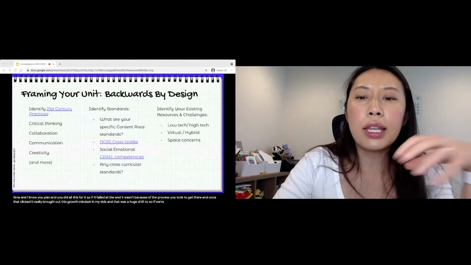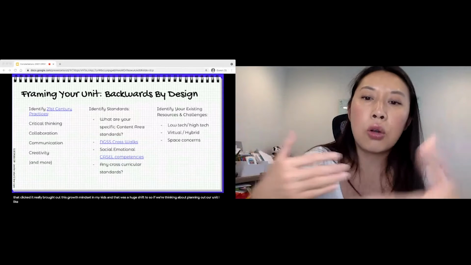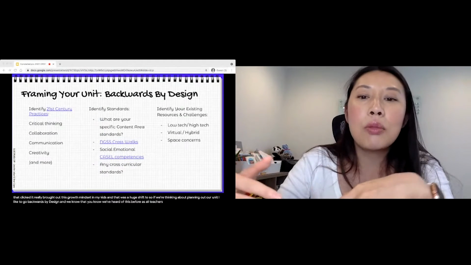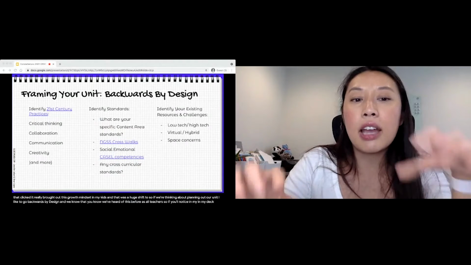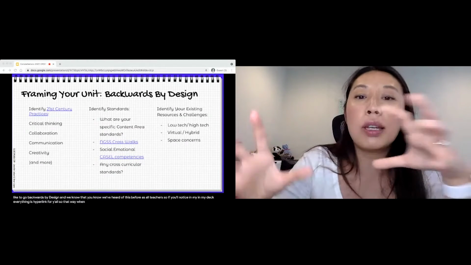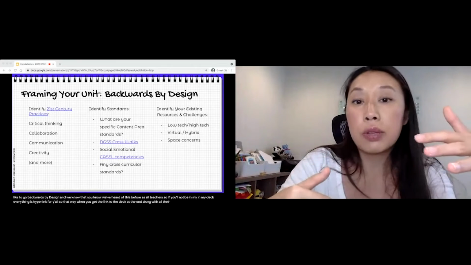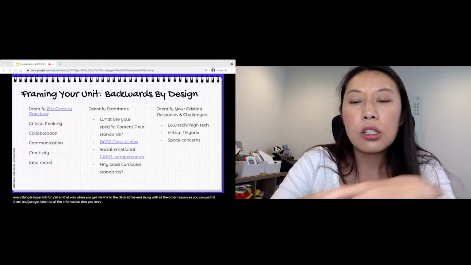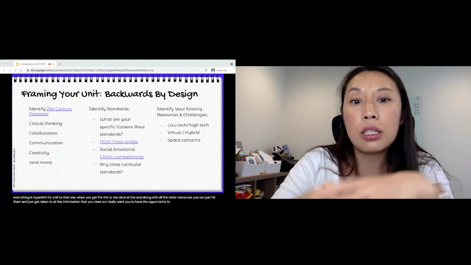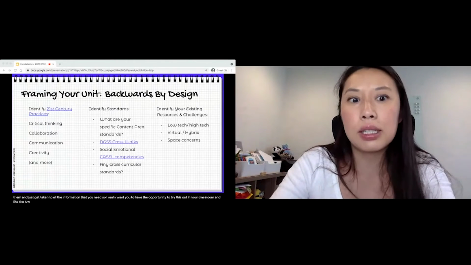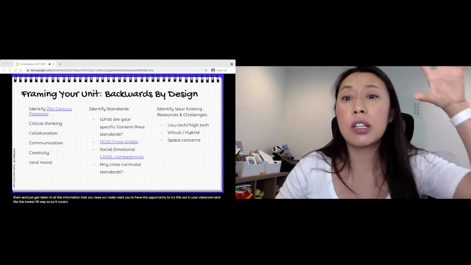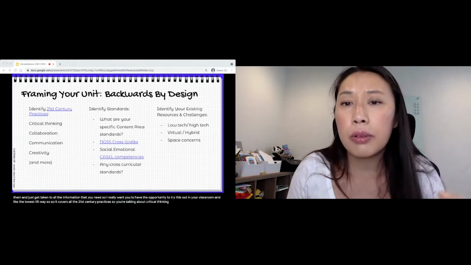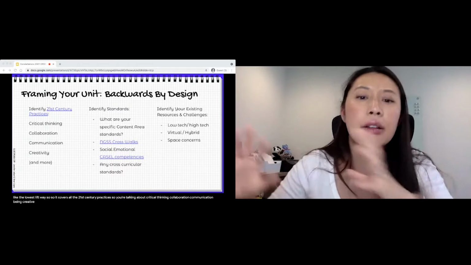So if we're thinking about planning out our unit, I like to go backwards by design. We've heard of this before as all teachers. If you'll notice in my deck, everything is hyperlinked for y'all, so that when you get the link to the deck at the end, along with all the other resources, you can just hit them and get taken to all the information that you need. I really want you to have the opportunity to try this out in your classroom in the lowest lift way. It covers all the 21st century practices: critical thinking, collaboration, communication, being creative, et cetera.